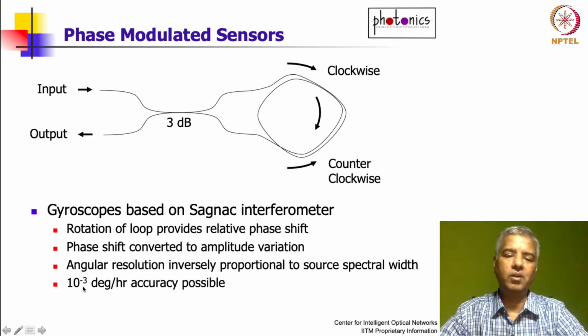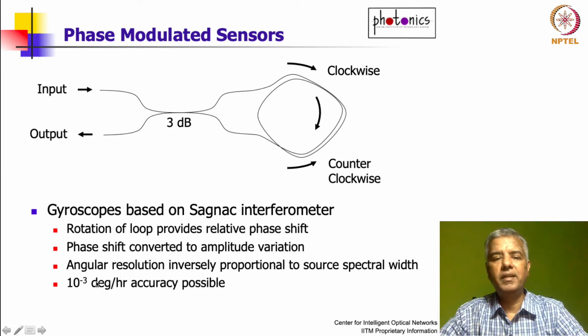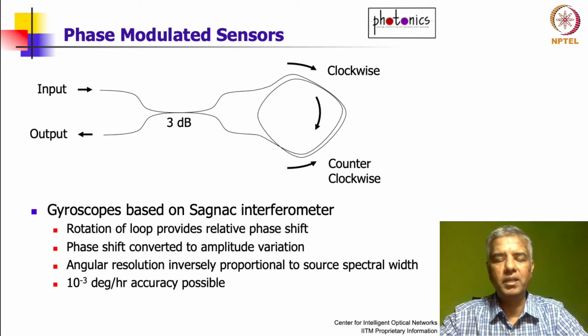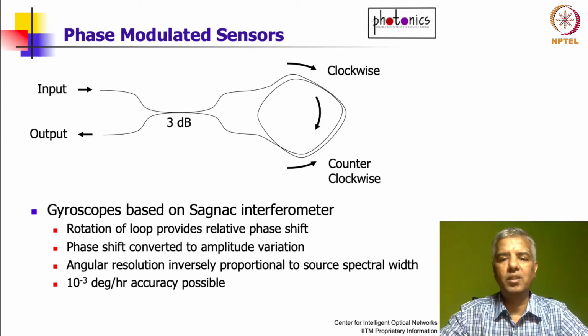How sensitive is it? We're talking about 10 power minus 3 degree per hour type of accuracy being possible. So that is actually a very, very small number. So it can give you very high accuracy in terms of the navigation that you want to accomplish. So that's once again another phase modulated sensor. I'm not really talking about the challenges involved here, that I will reserve for future lectures, but this is just to give you an idea of how to use phase changes in light for sensing parameters. In this case, we are sensing rotation.